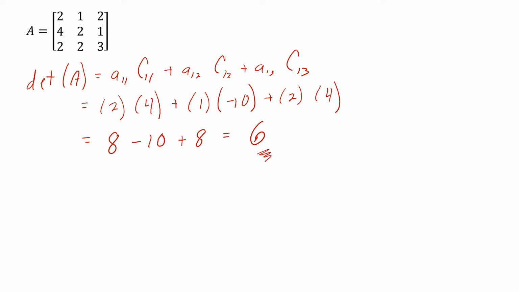Right away we know that because that's not 0, there's going to be an inverse for A. Now this determinant is going to tell us other things, but we know right away that A has an inverse because the determinant is non-zero.